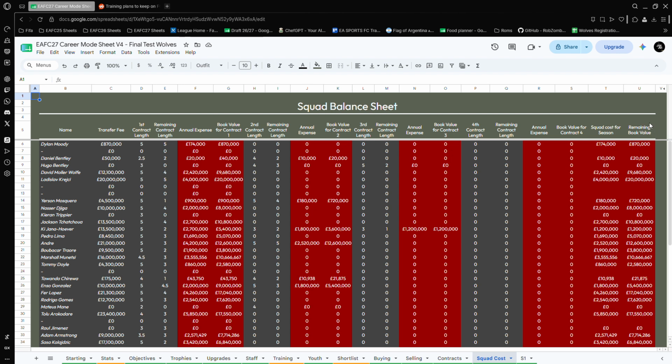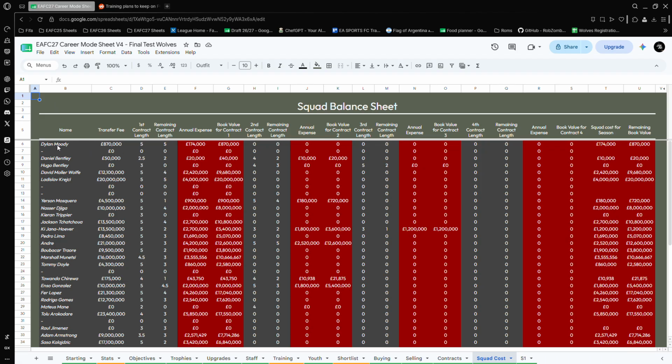Now the remaining book value is important because whenever you sell a player, you have to deduct the remaining book value off the transfer payment, and that gets you what's known as the correct book value for the sale, and that money goes into your income, which is part of the revenue, and that's what you're marked against. So let's break it down simply.